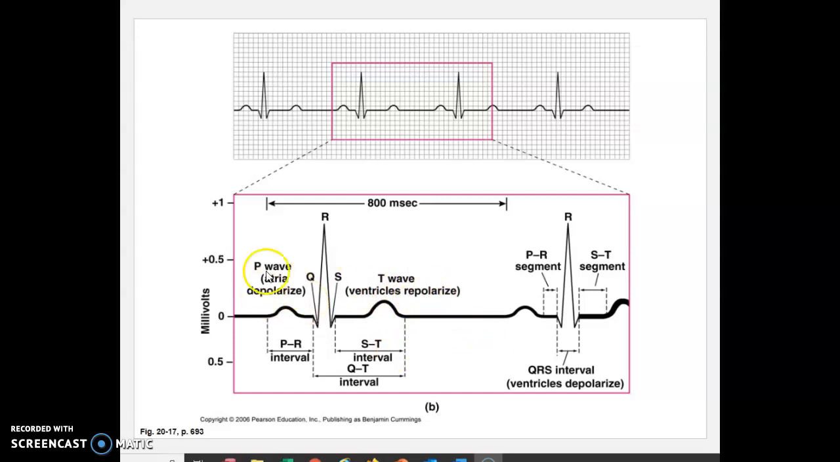And we know that our atria repolarize during the QRS wave. That's not what the QRS wave is showing. The QRS wave is showing the ventricles depolarizing, but that is such a big electrical signal that it masks or covers up the atria repolarizing. So we know the atria do repolarize during this time.